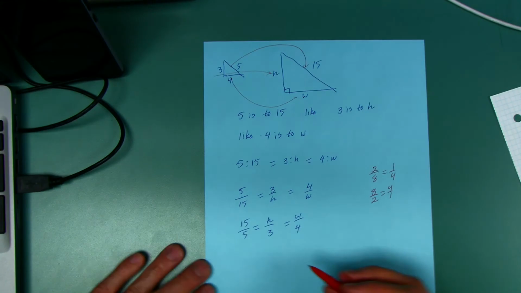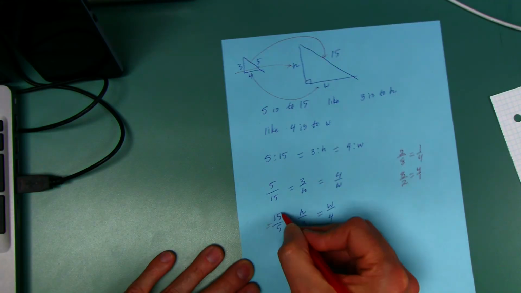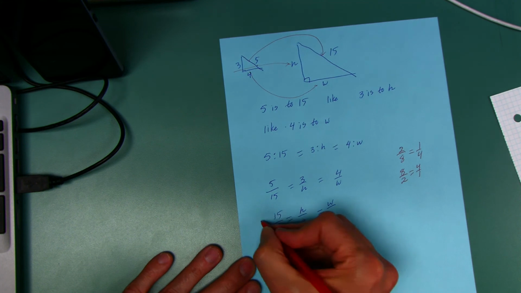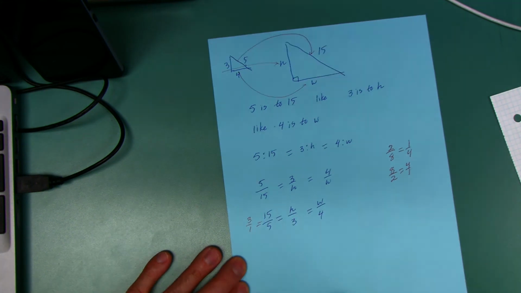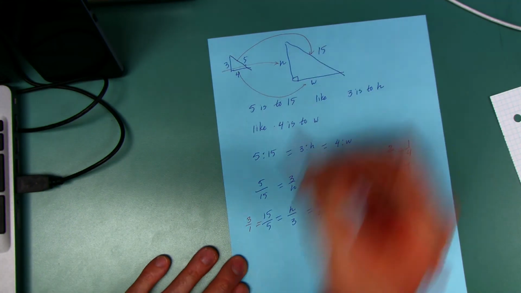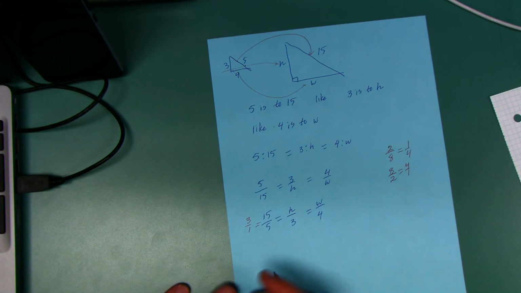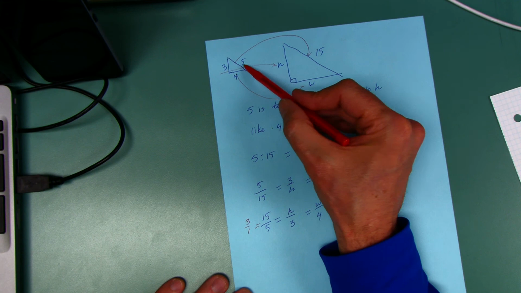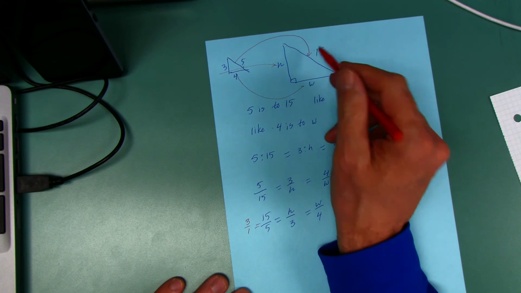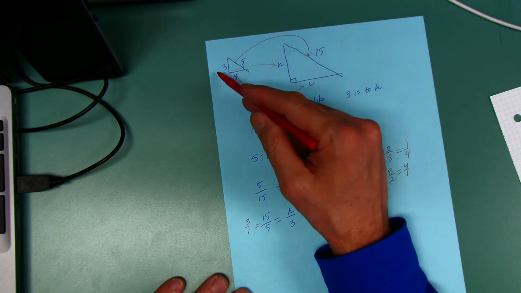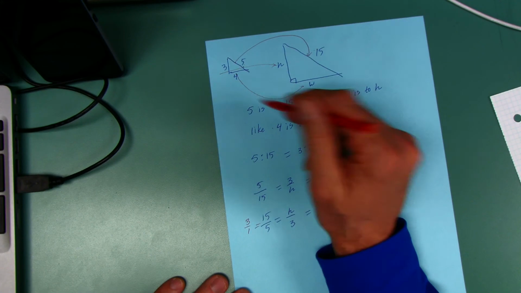Okay, so check this out. I can simplify 15 over 5. That's the same as 3 over 1. So this triangle is 3 times bigger. Okay, now when you get good at these, you're going to be able to say, okay, 5 goes into 15 3 times. So this is 3 times bigger. So 3 times 3 and 4 times 3.